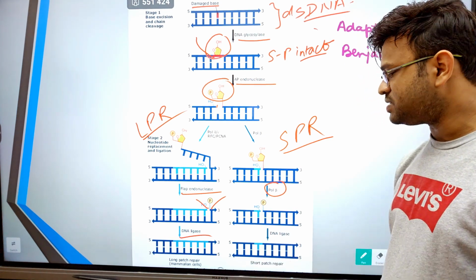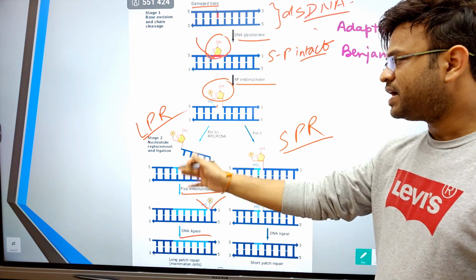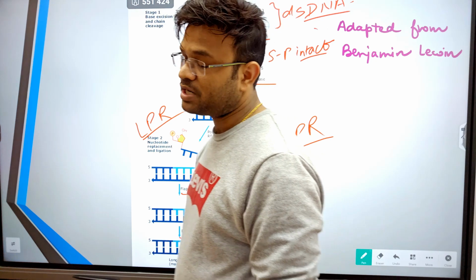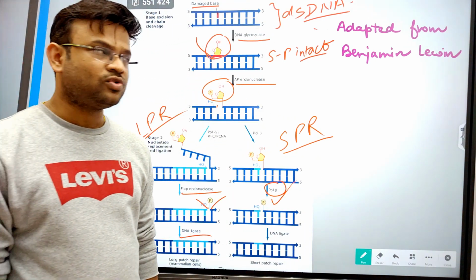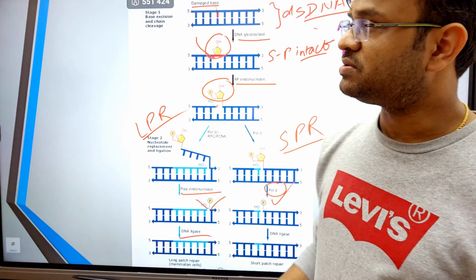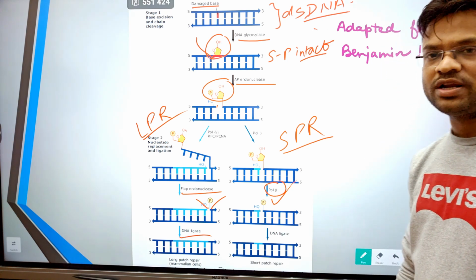So this is the short repair system. The only thing that you have to remember is the enzyme that is differing, polymerase beta. And in case of long patch repair system, there are multiple things that are taking part. So this was a diagrammatic representation. I hope you made good sense out of this. The diagrams that I have taken over here are from Benjamin Lewin, and you can take a good photograph out of this, so that we can move forward quickly.